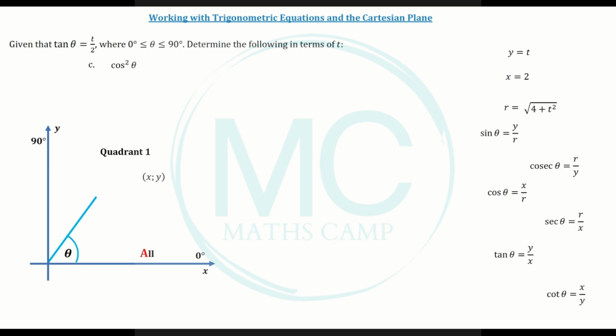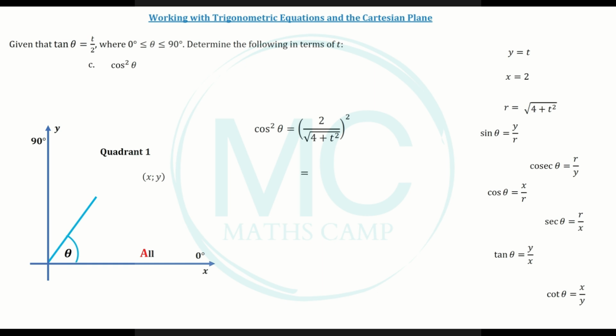Determine cos squared theta. Cos theta is equal to x over r. In this case, x is 2 and r is 4 plus t squared, all under a square root. So now we can say cos theta is equal to the value of x, which is 2, over the value of r, 4 plus t squared, all under a square root. But we're not looking for cos theta. We're looking for cos squared theta. So we can say cos squared theta, and now we can put a bracket around our fraction and square it.